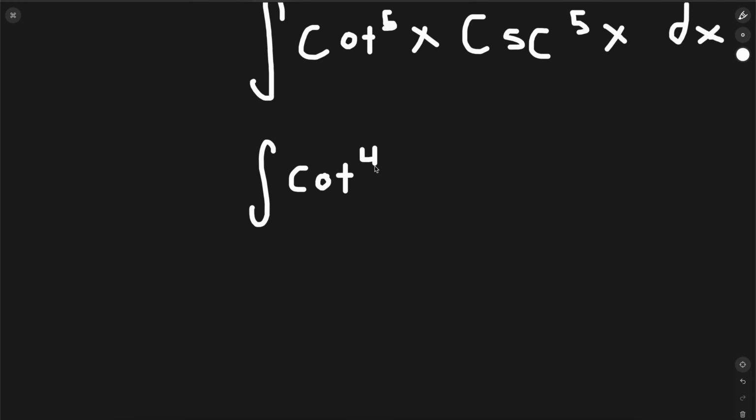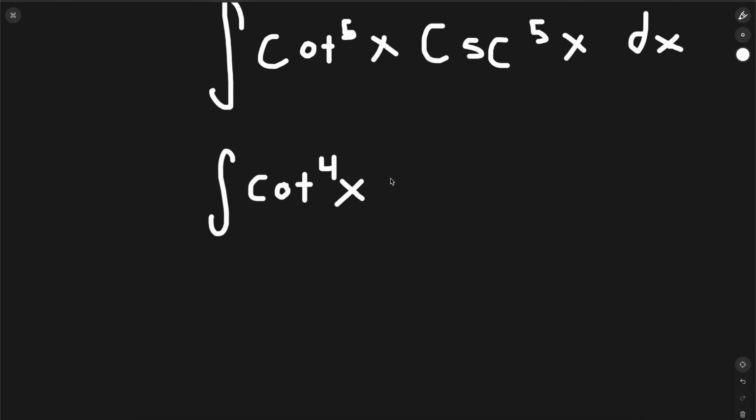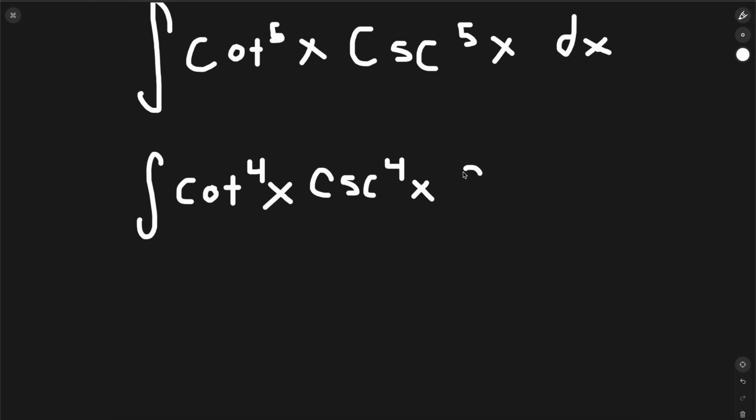So we have cotangent to the fourth x, and we're going to strip off a cosecant and a cotangent. So now we're going to have cosecant to an even power, right? And then that's going to be multiplied by cotangent of x, cosecant of x, and we're taking the integral with respect to x.